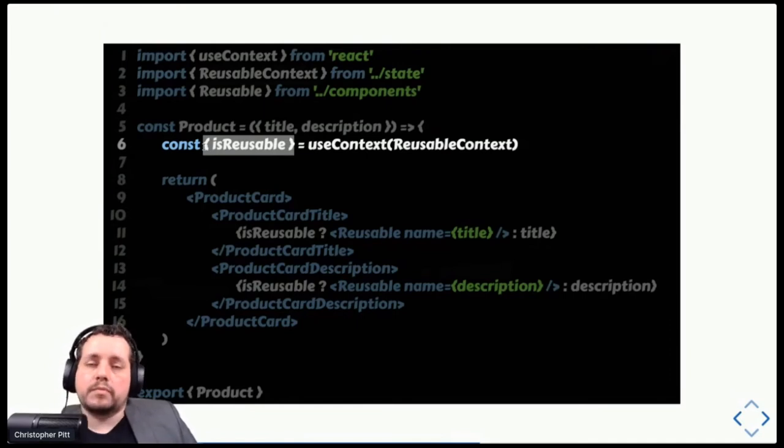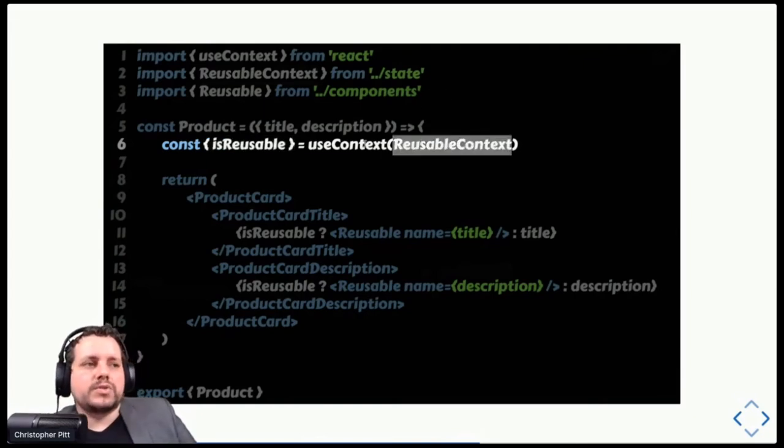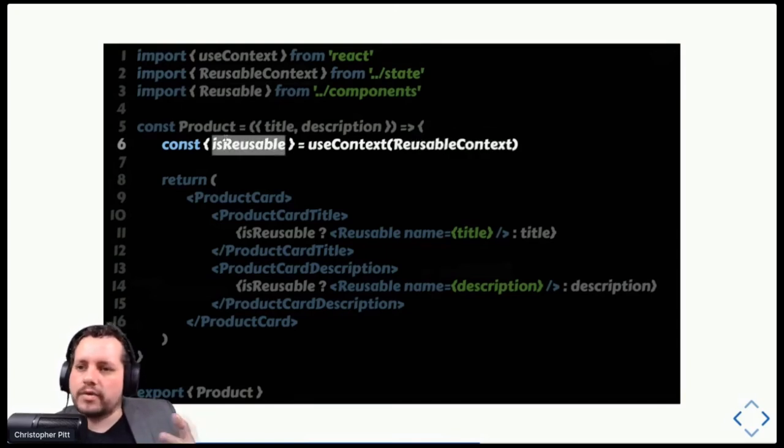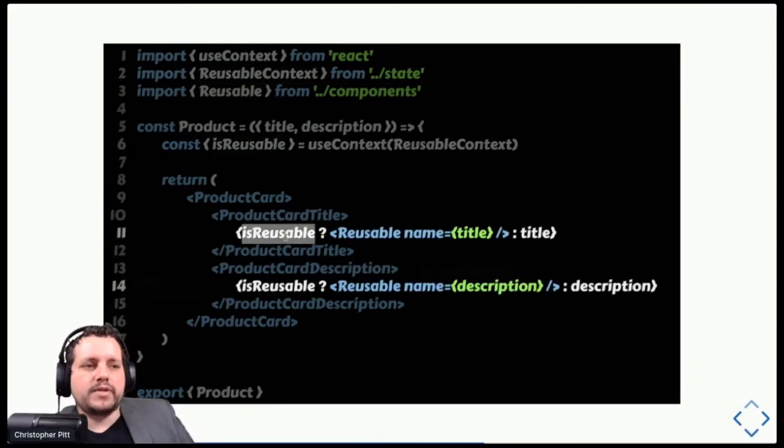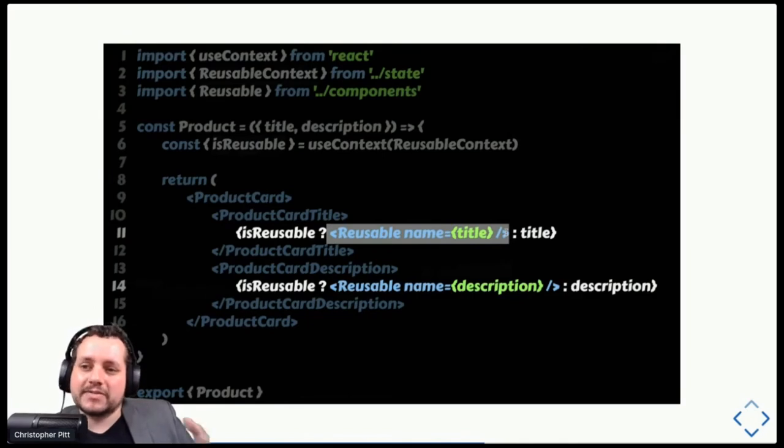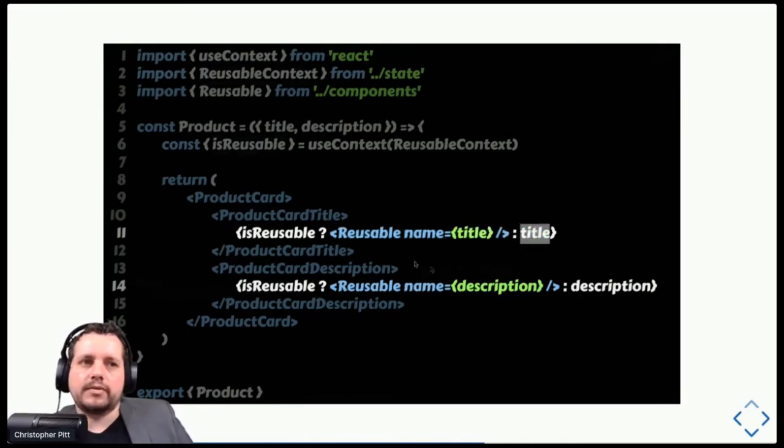So for both of the two context providers we defined, isReusable was true in one and false in the other, we can use the context and it will figure out where the nearest provider is and what the values are inside that. So isReusable will be true or false depending on how we've nested this component inside the providers. And then if reusable is true, we can use our reusable component that does the lookup, or just a literal value.